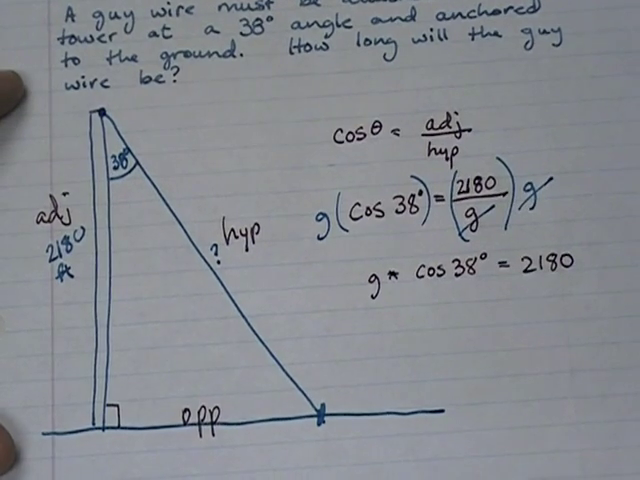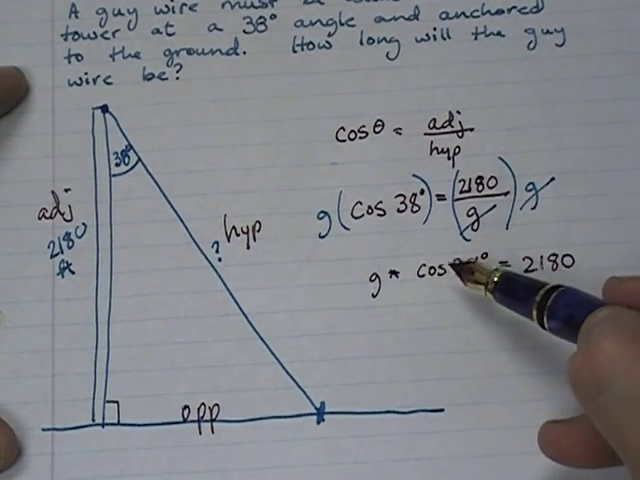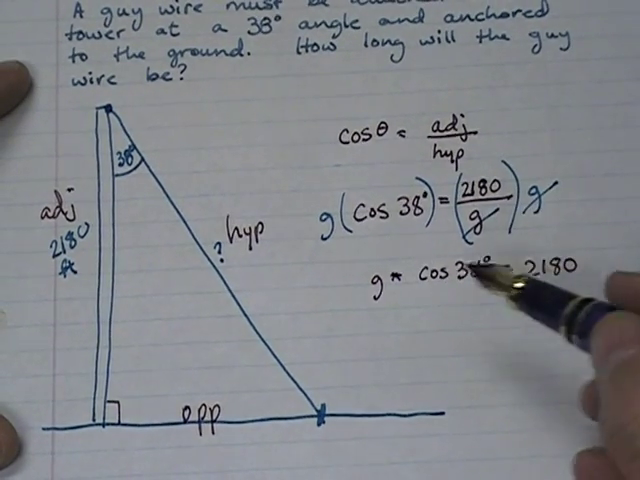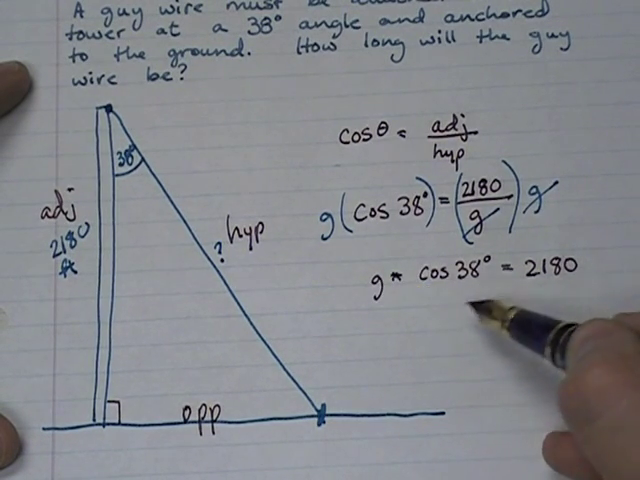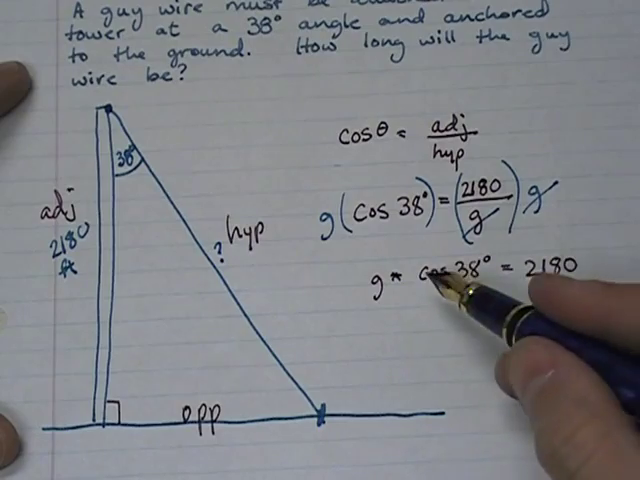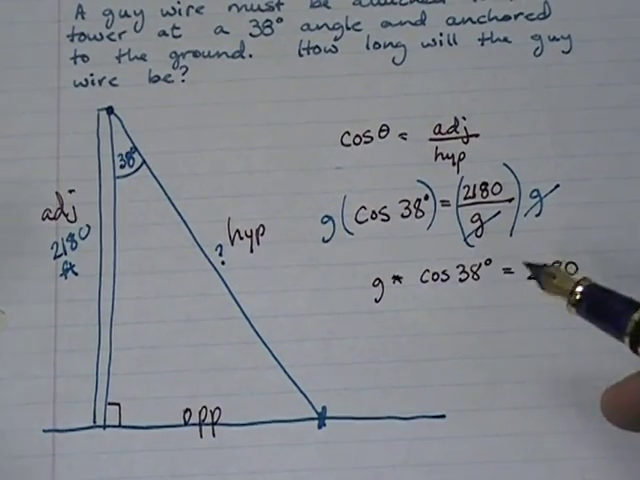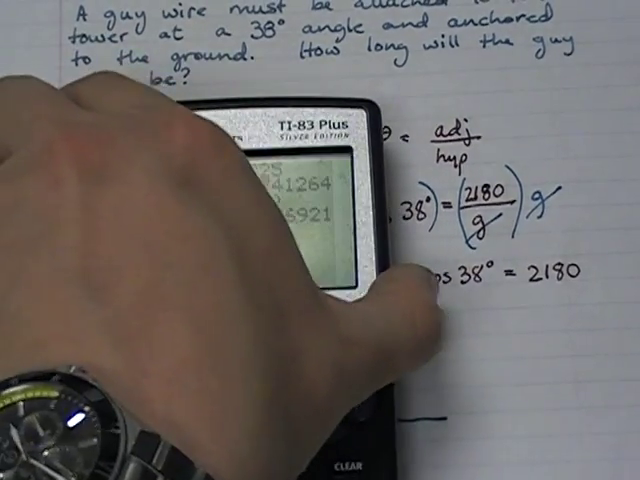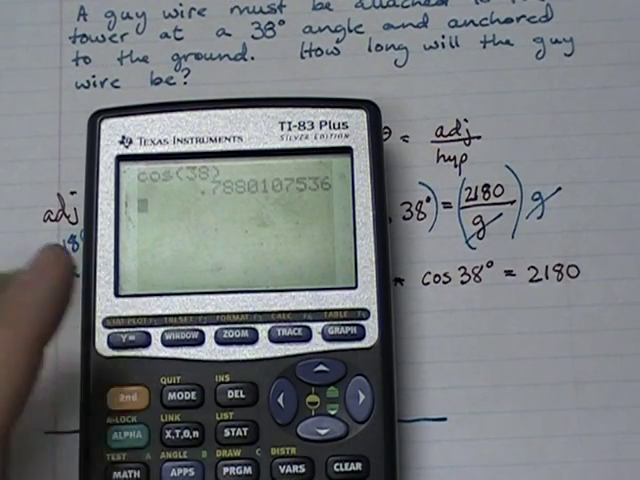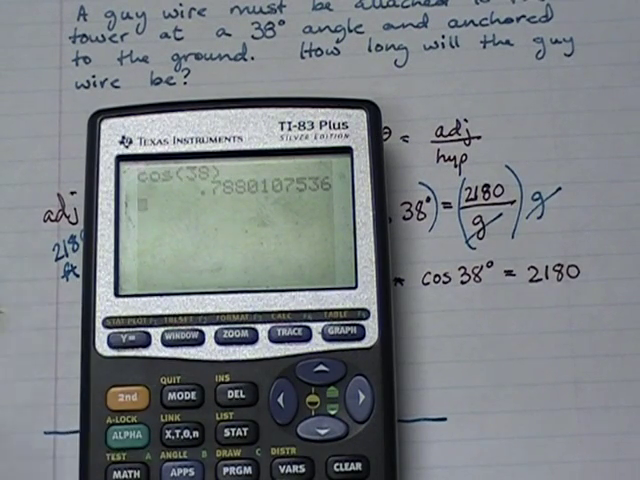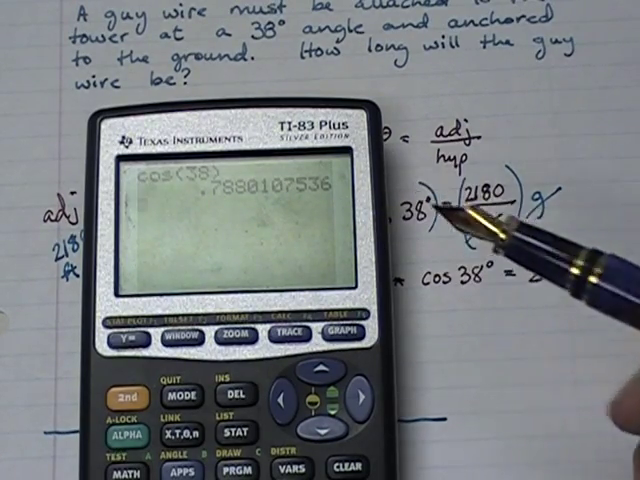Now, at this point, you've got G times cosine of 38 equals 2180. You want to solve for G, which means you want to leave it alone and you want to get rid of cosine of 38. Cosine of 38 is just a number. If you take your calculator and you type cosine of 38, you get 0.7880107, etc., etc. It's just a number.